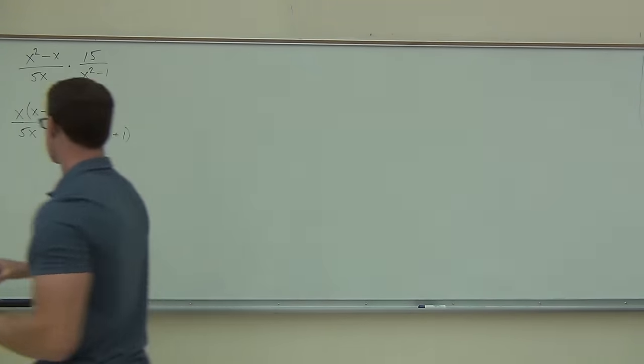Next one I'm going to do is this one over here. We have 2x minus 10. Hopefully you factored out 2 from that, and you got x plus 5. You got that one.